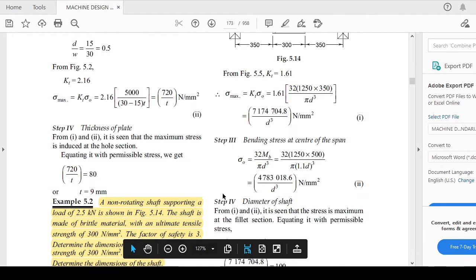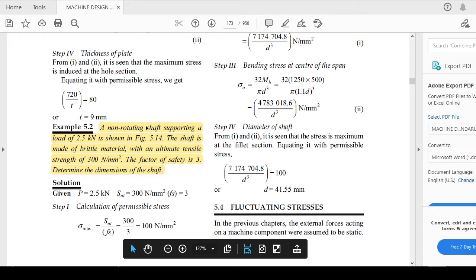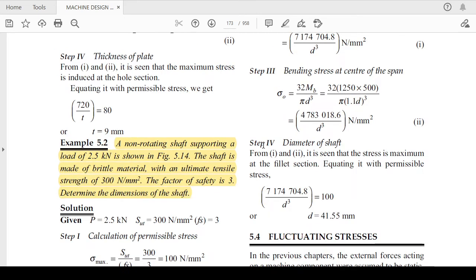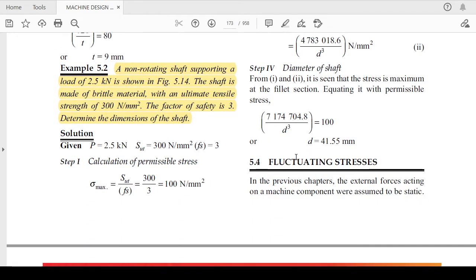I have also given you the assignment to complete this numerical and write your answer in the comment box of this particular video. Okay, so that you can see here, this is the solution of this particular numerical we discussed in the last session.